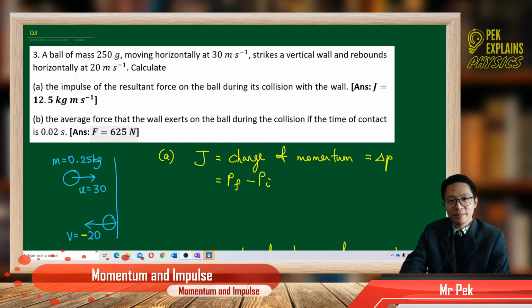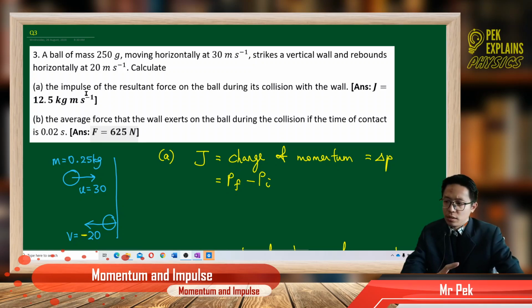I'm Mr. Peck here. So I'm once again with you to discuss the questions on momentum and impulse. Let us read the questions together. A ball of mass 250 gram moving horizontally at 30 meters per second strikes a vertical wall and rebounds horizontally at 20 meters per second. Calculate the impulse of the resultant force on the ball during its collision with the wall.